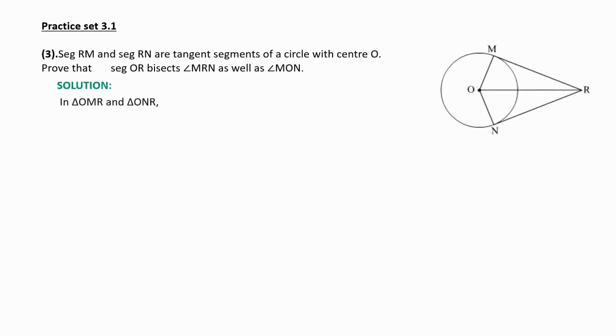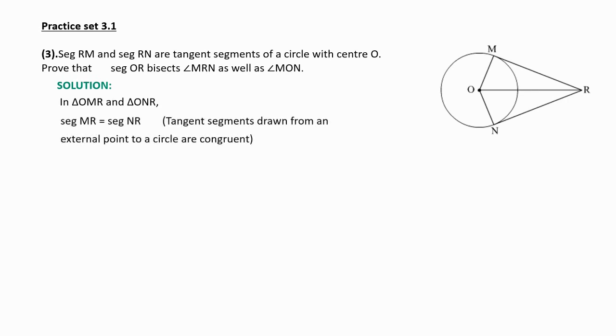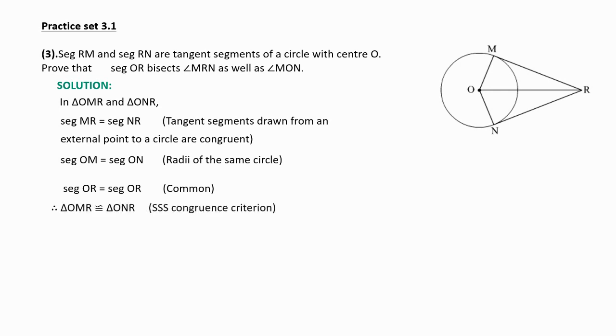Solution. In triangle OMR and triangle ONR, segment MR is equal to segment NR, as tangent segments drawn from an external point to a circle are congruent. Segment OM is equal to segment ON, as they are the radii of the same circle. Segment OR is equal to segment OR, as it is a common side in both the triangles. Therefore, triangle OMR is congruent to triangle ONR by SSS congruency criteria.